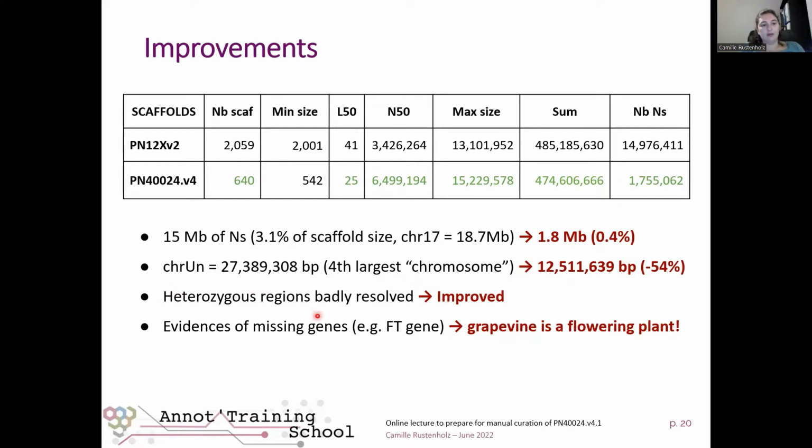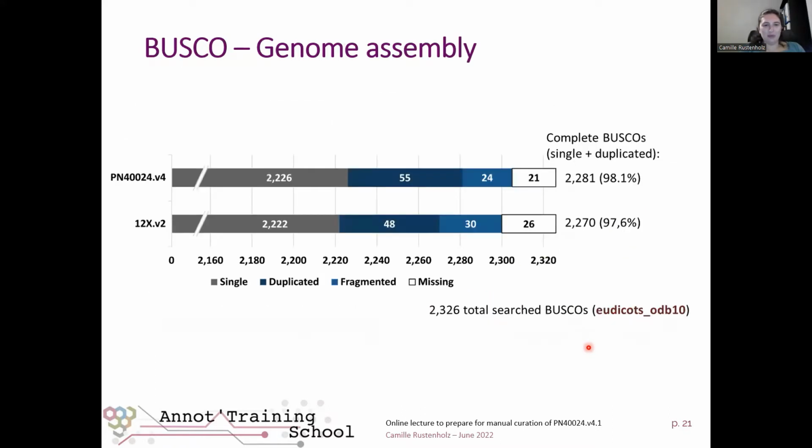Also, we knew that with the PN12xv2 version, the heterozygous regions were not very well resolved, and this is improved. And we are going to show you that later on. And also, we knew that in the 12xv2 version, we had some evidence of missing genes. So, for example, the flowering locus T, the FT gene, was completely missing in the 12x and 12xv2 version. And now with the V4, it's back. So now we are reassured that grapevine is really a flowering plant. That's only for the joke.